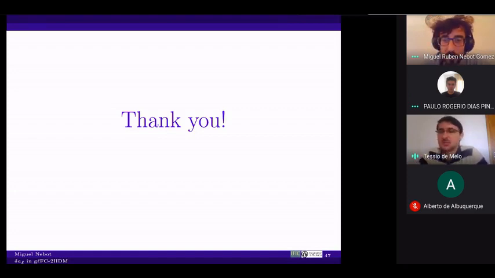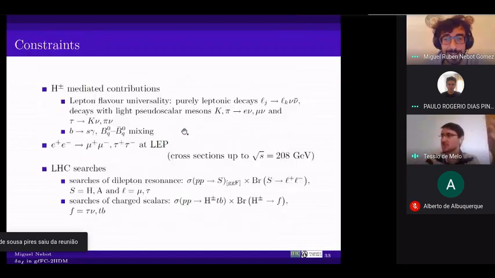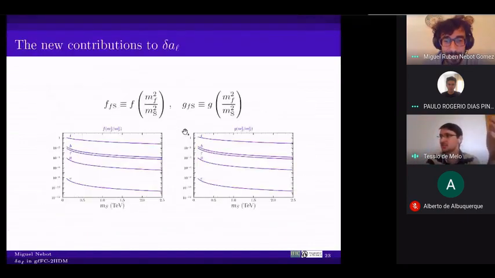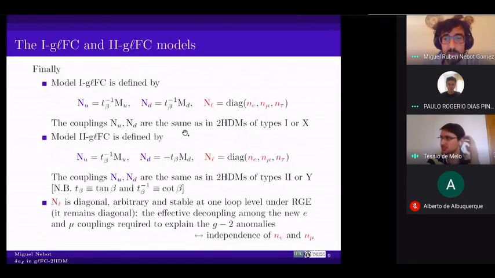I have a question, Miguel, about the model. So you impose a Z2 symmetry in the potential, right? But in the Yukawa, you keep it general. Yes, with the assumption that the extra matrices are diagonal. Is that it? Yes.